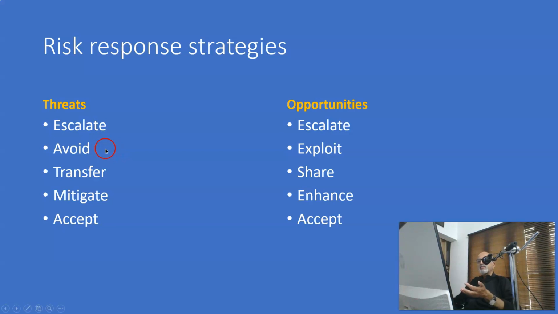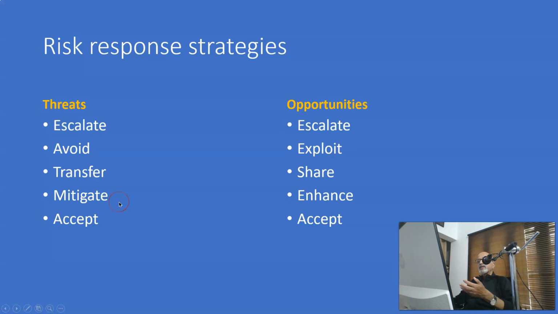Or transfer. You take an insurance and then transfer the risk to the insurance company, or outsource a complex piece of work to an expert organization. That is risk transference.